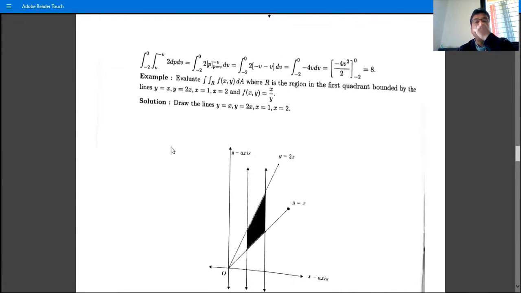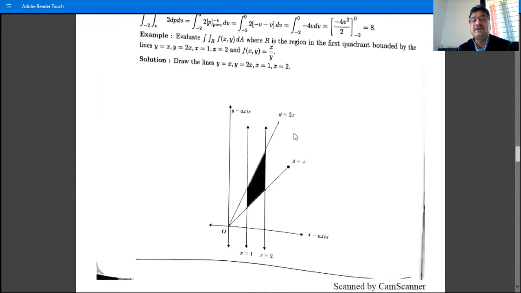The next problem, double integration over R of f(x,y) dA, where R is the region in the first quadrant bounded by the line y is equal to x. So this is the y is equal to x line, which divides this first quadrant into two equal parts, or makes an angle of 45 degrees with the x axis and 45 degrees with the y axis.